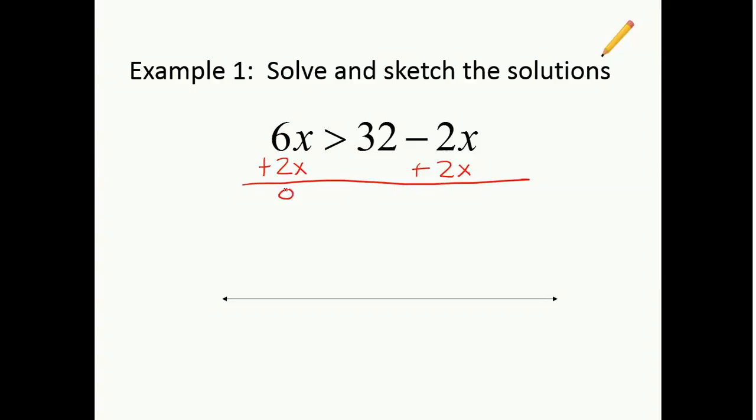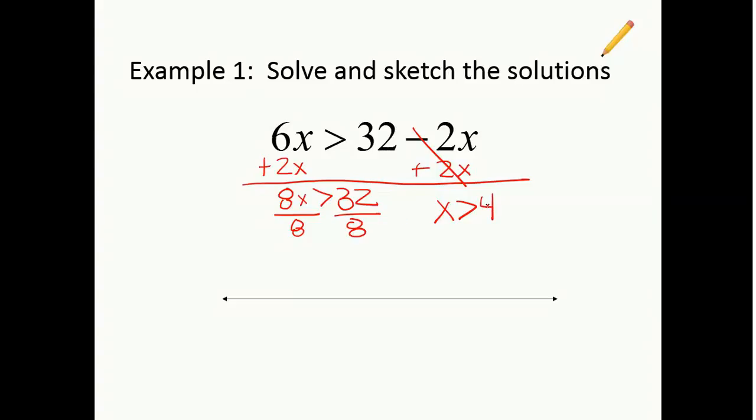6x plus 2x, well that's just 8x is greater than 32. Gotta get that 8 away from the x. X doesn't play well with others. Right now it's multiplied. Undo that. Let's do division. So I'm going to get x is greater than 32 divided by 8, 4.